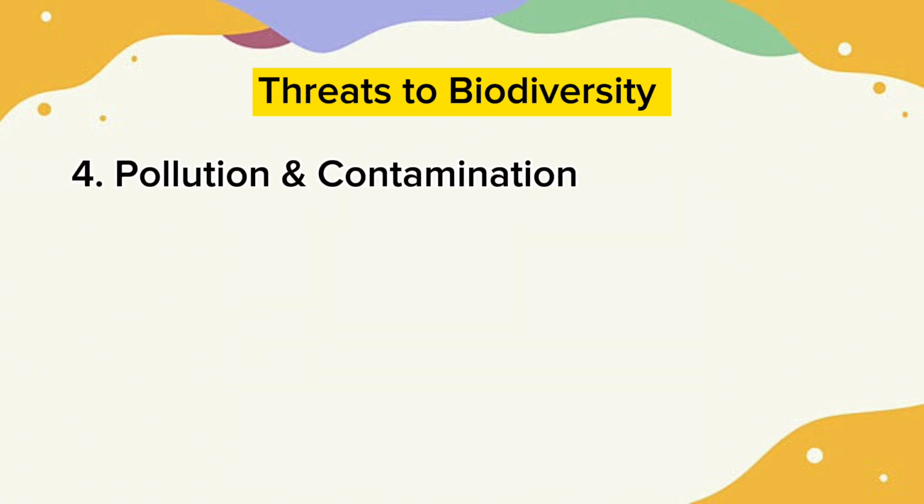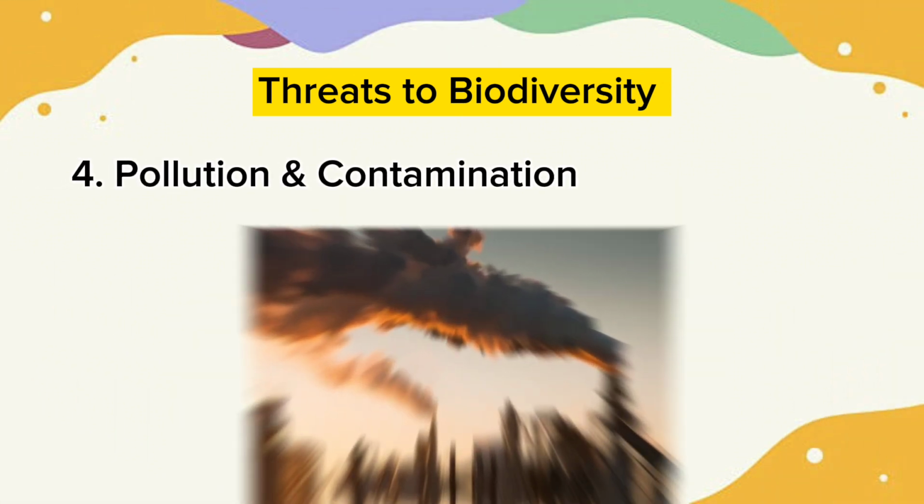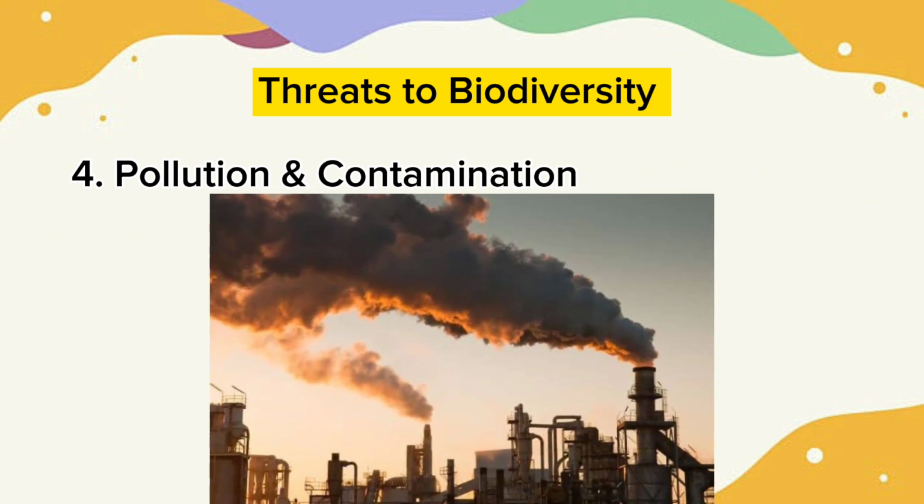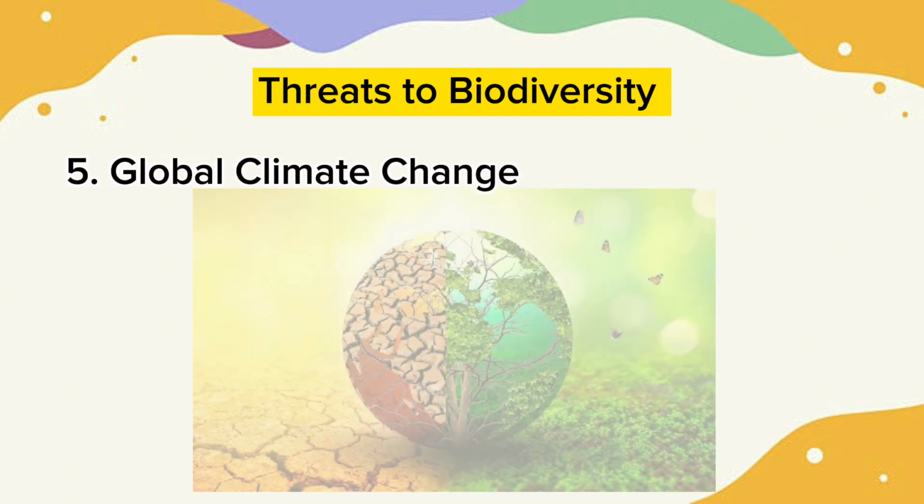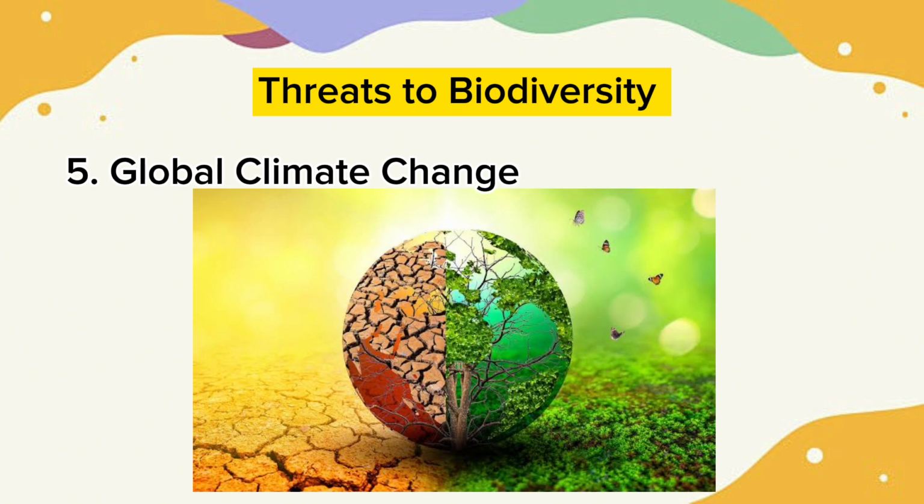Fourth is pollution and contamination. Biological systems respond slowly to changes in their surrounding environment. Pollution and contamination cause irreversible damage to species and varieties. And the last one is global climate change. Both climate variability and climate change cause biodiversity loss. Species and populations may be lost permanently if they are not provided with enough time to adapt to changing climatic conditions.